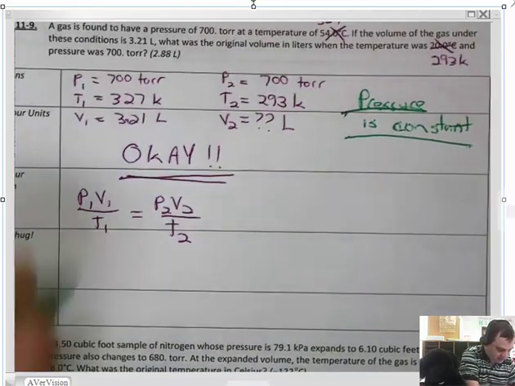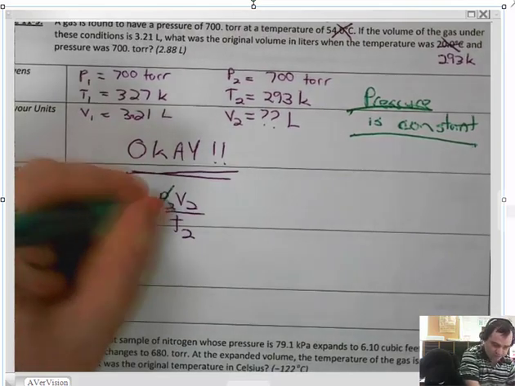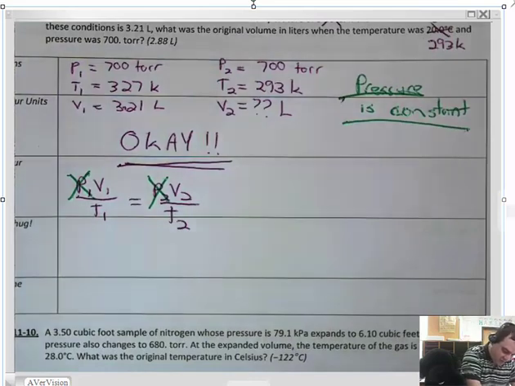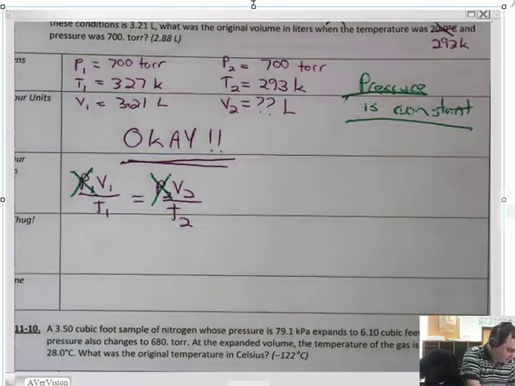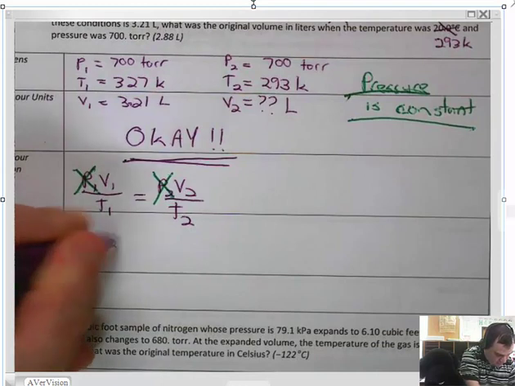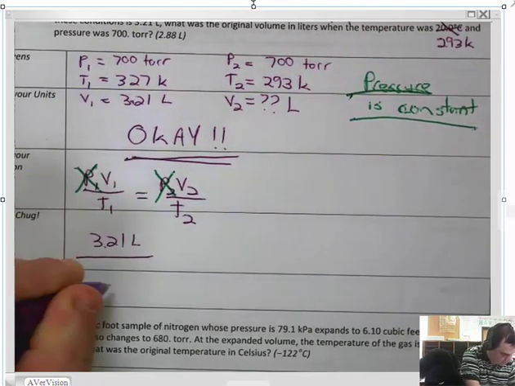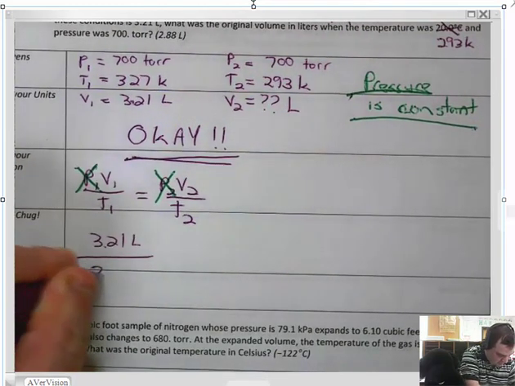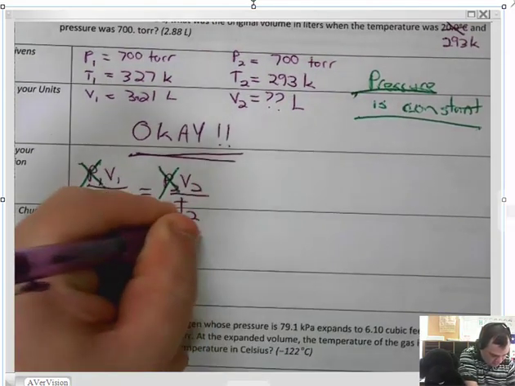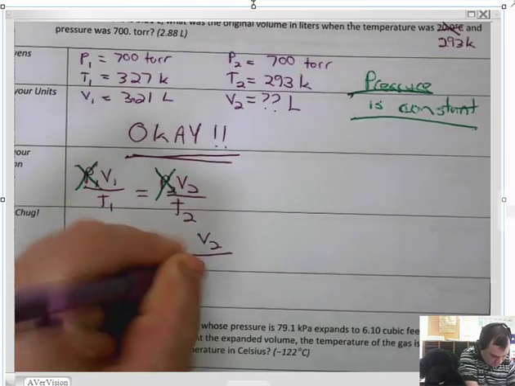Okay, so we can cross out P1 and P2. Now, you can solve it with those numbers in there. You're still going to get the same answer. So now we're going to do our equation here, which is 3.21 liters over 327 Kelvin equals V2 over 293 Kelvin.